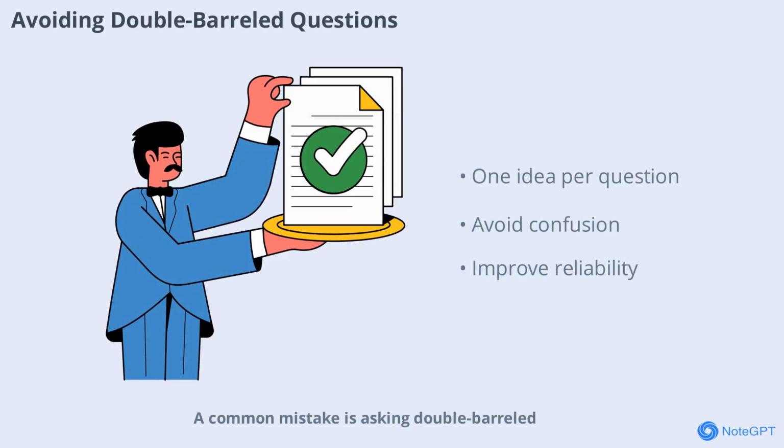A common mistake is asking double-barreled questions, those that combine two questions into one. For example, how often and how much time do you spend in a cafe? Respondents may have different answers for each part, leading to confusion and unreliable data. Instead, split such questions into separate, focused items. This ensures each response is clear and directly addresses your research needs.